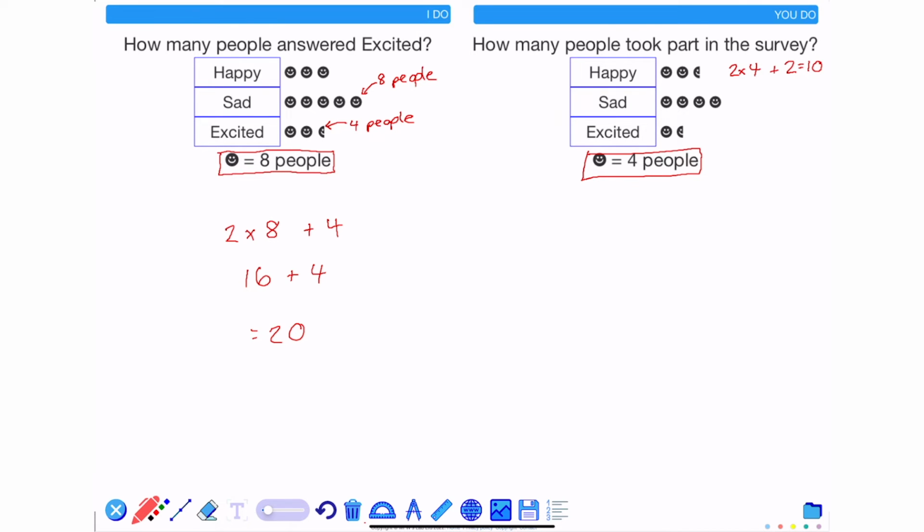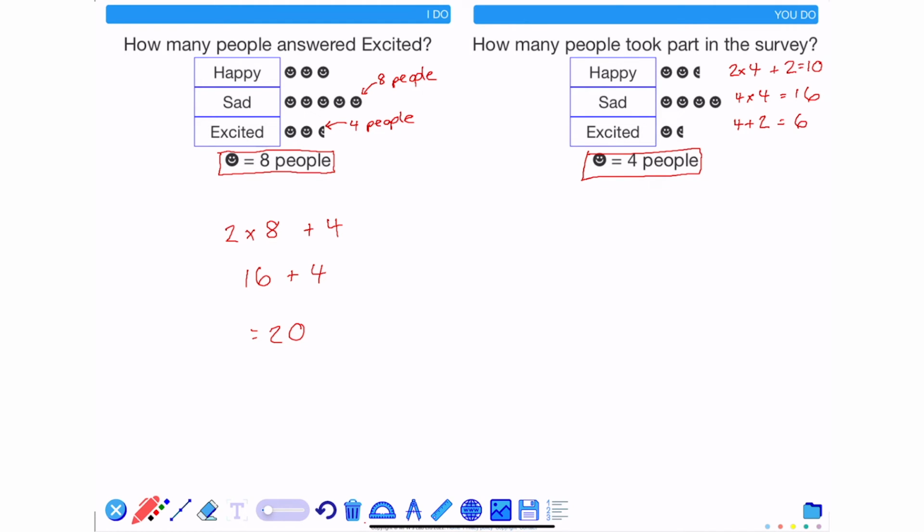10 people answered happy. With sad, I have 4 times 4, which is 16. And with excited, I have 4 plus 2, because it's half a face, which will then give me 6.